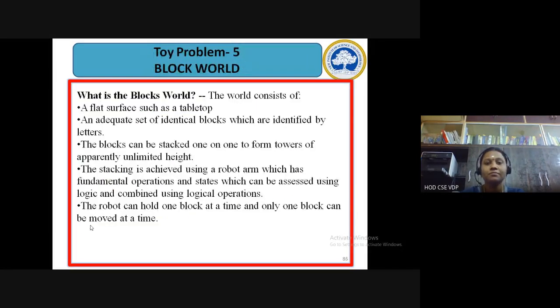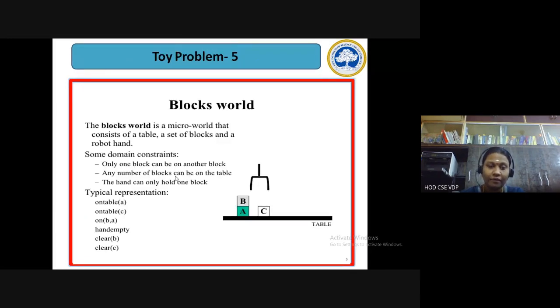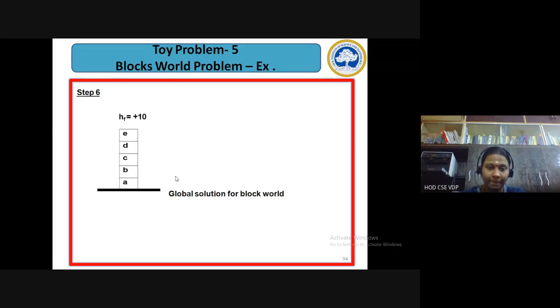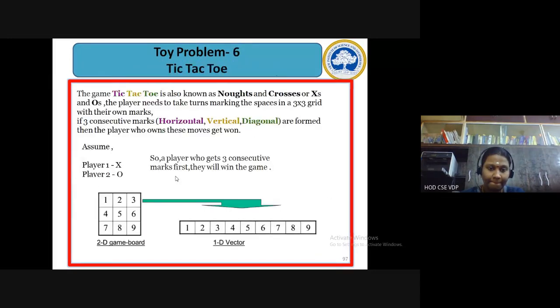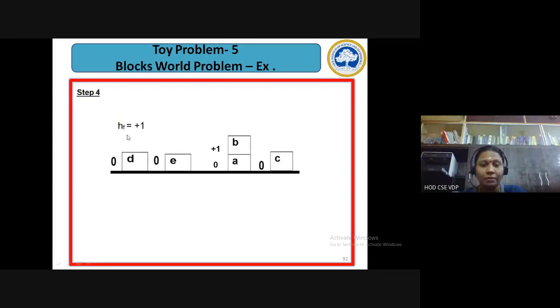Moving on, the next problem we have here is the block world problem. Again, the block world problem is also very easy. So you'll be having stacks like this. Wait, I'll show you the stacks first, then we'll move on to the problem. The final stack must be ordered like this, that is A to E. And the initial stack that was given to you will be unordered.